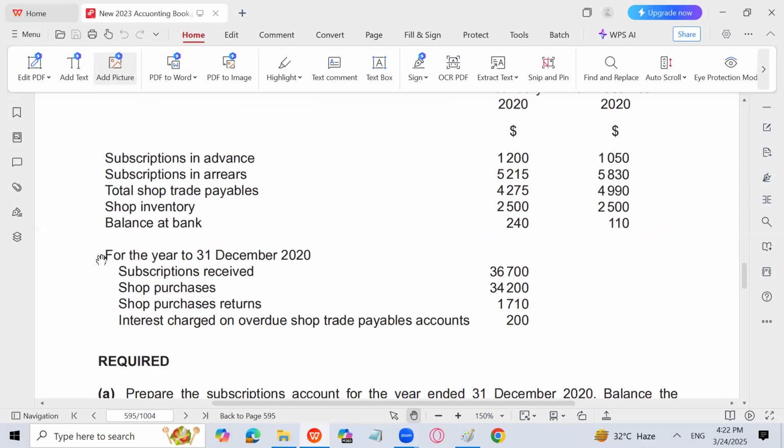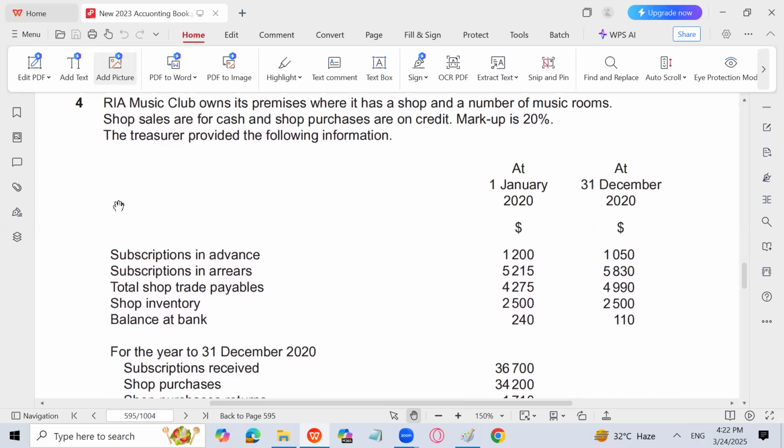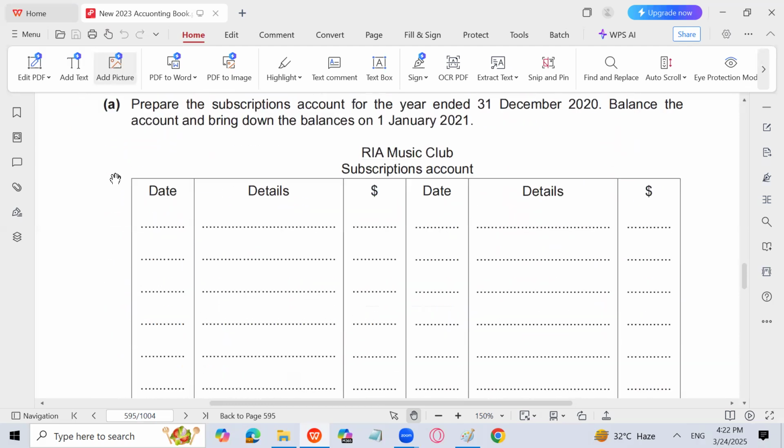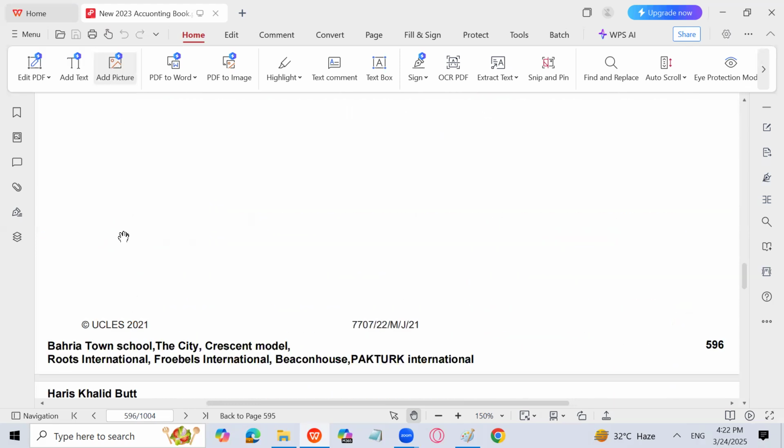Here, the premises is not given. If you just see the question, the Music Club owns its premises where it has a shop and a number of music rooms. Okay, right. So maybe when you rent out the premises, the number of music rooms will decrease, and because of that it may have a negative impact on the club. The number of members might decrease. So subscription income we can increase if members are ready. That will also help us improve the cash flow.